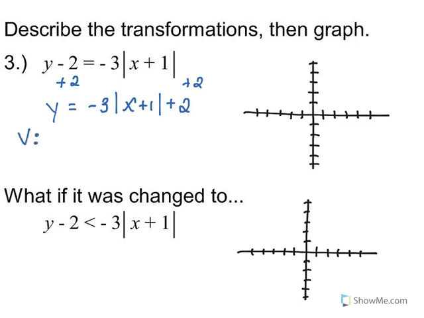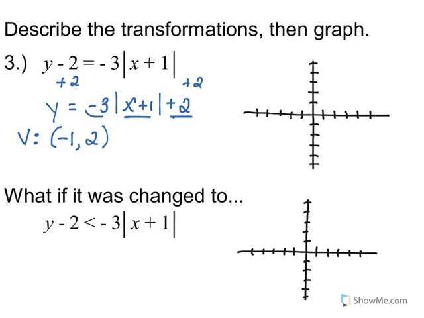Because I have x plus 1 on the inside, I'm shifting to the left 1, so -1, the opposite value for h. And then the vertical shift is +2, so up 2, so the vertex is at the point -1, comma 2. So it shifts left 1, up 2.